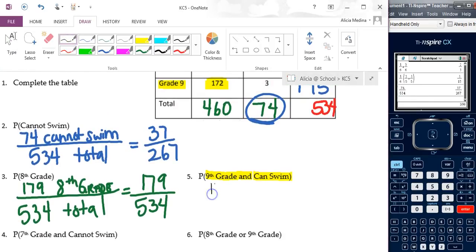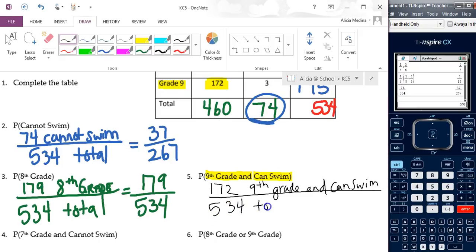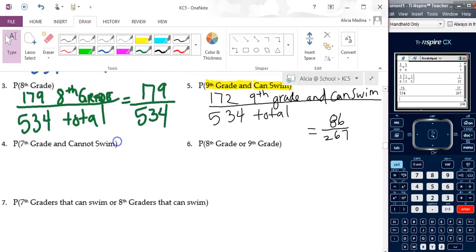So this is going to be 172 9th graders and can swim. Now that's still going to be out of our same total of 534. And if we simplify this in our calculator, we get an answer of 86 over 267. So that's the biggest thing: when you see that and, you have to figure out where those two categories meet each other.